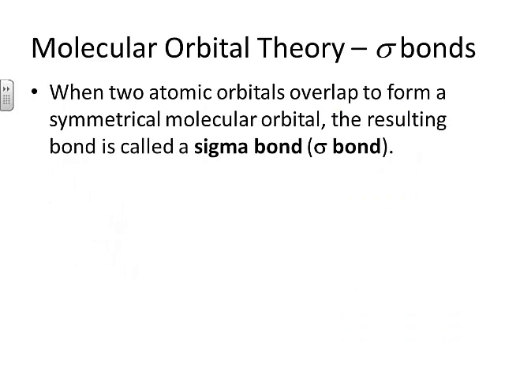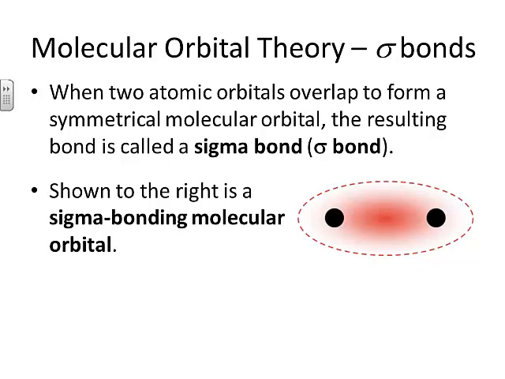When two atomic orbitals overlap to form a symmetrical molecular orbital, what results is called a sigma bond. Now, that's what this Greek letter is here, is a sigma. So you may see it written as the word written out, sigma, or you might see it abbreviated in this fashion. Shown in this diagram on the right is a sigma bonding molecular orbital.